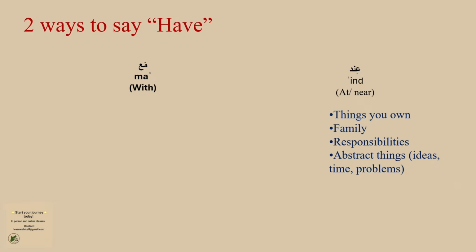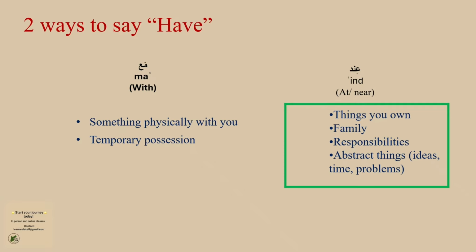As for مع, it's generally used for something that we physically have. So if you want to say, I have a book or I own a book, but it's not with me, I don't have it with me now, we would use عند for the first part and مع for the second part.